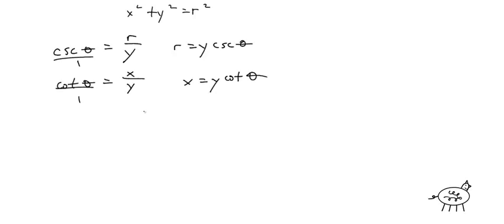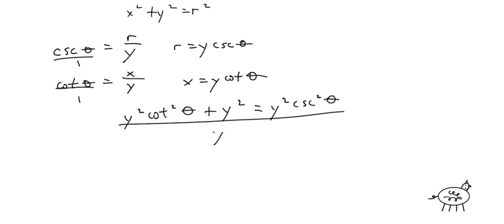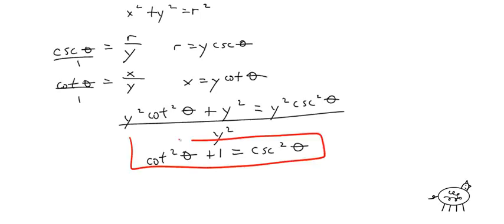Okay, we substitute that in there, so substituting for x squared, it's going to be y squared cotangent squared of theta plus y squared is equal to r squared, which is y squared cosecant squared of theta. Okay, now they all have y, so we're going to divide everything by y squared. And I get cotangent squared of theta plus 1 equals cosecant squared of theta. Alright, this, of course, gets another red box.